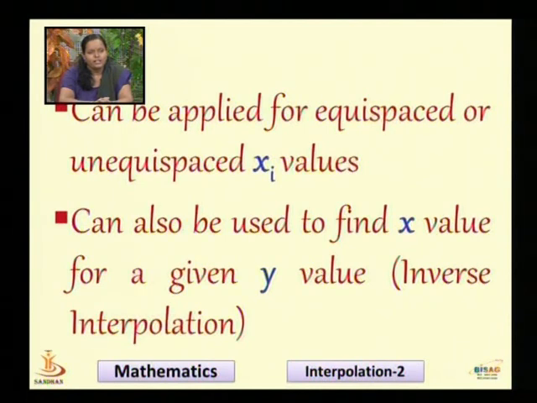And Lagrange's interpolation can also be used to find the value of x corresponding to a given value of y. This process of finding the value of x corresponding to a given value of y is called inverse interpolation.